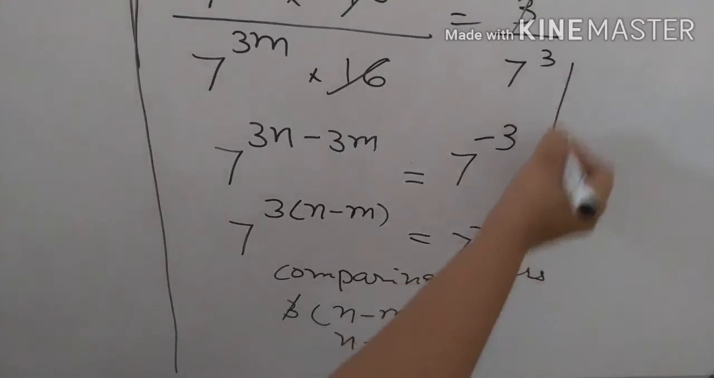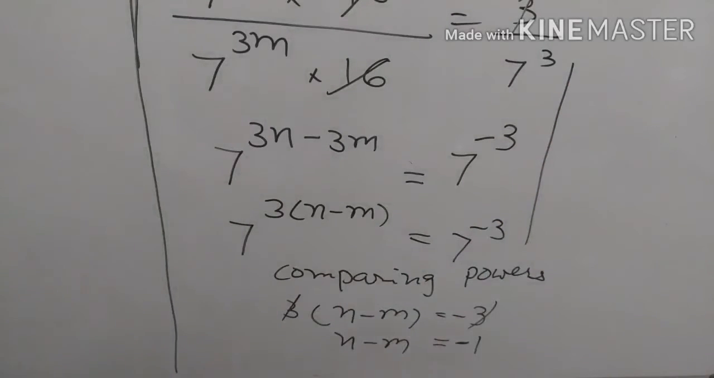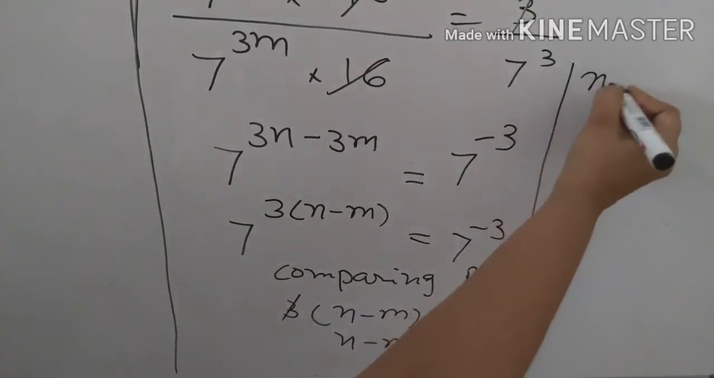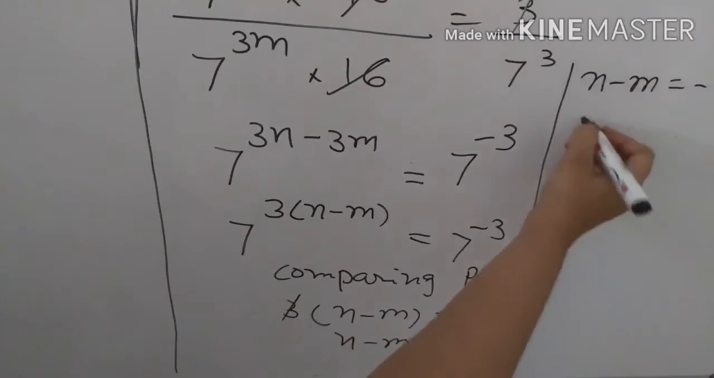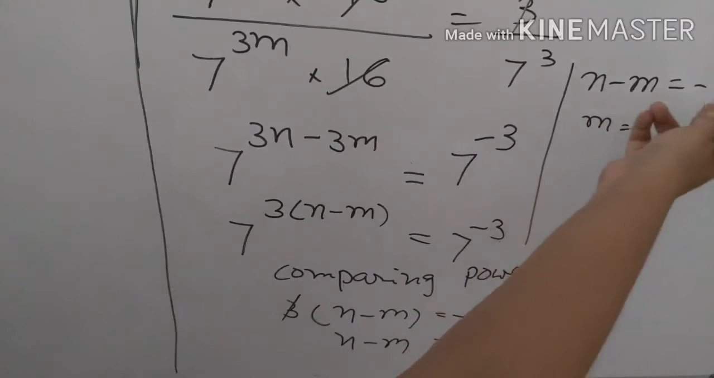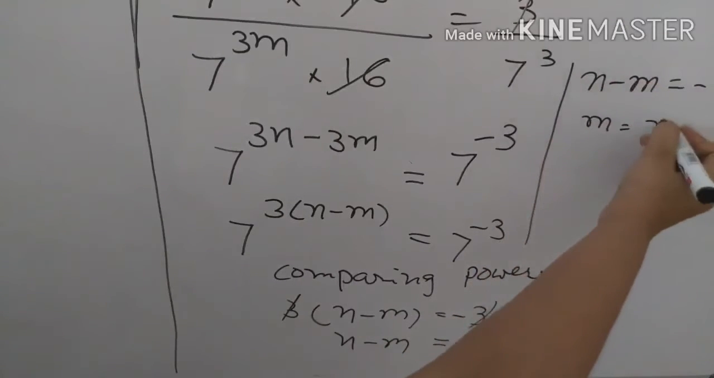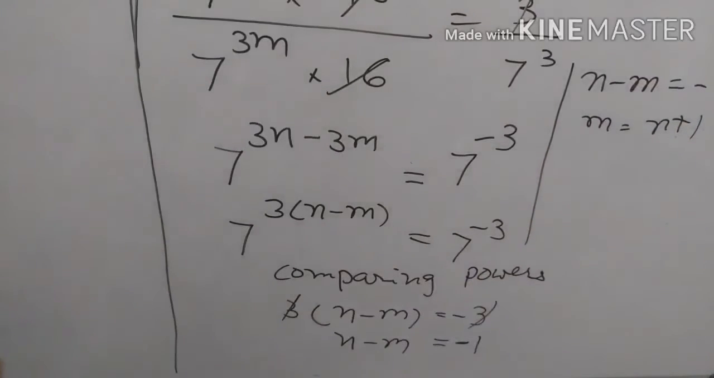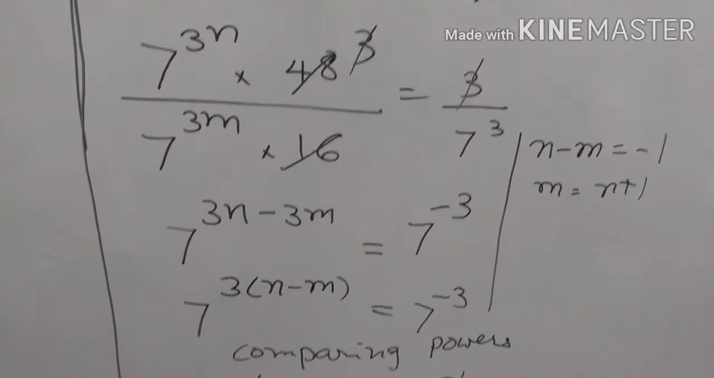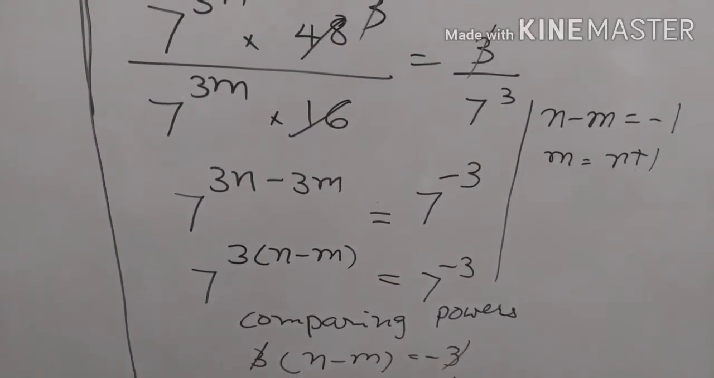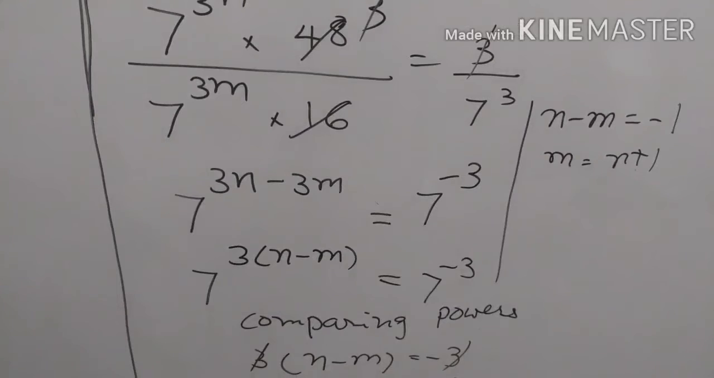So here what we can do is, I write again n minus m is equal to minus 1. Minus m, taking on the other side, becomes plus m, and this minus 1, taking on the other side, becomes plus 1. So changing the places of n minus m and 1, we get the answer required.